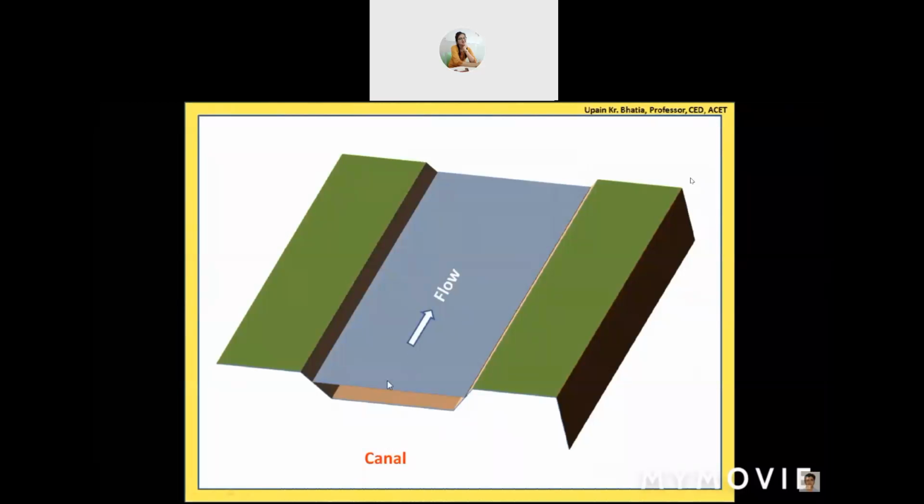So water will be flowing in this way. So this portion is called freeboard. This is the maximum water level that we can release into the canal, and the bank is a little above that. So this depth is called freeboard.